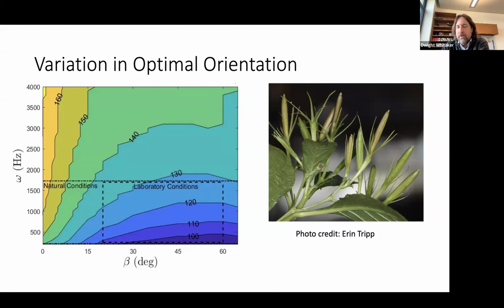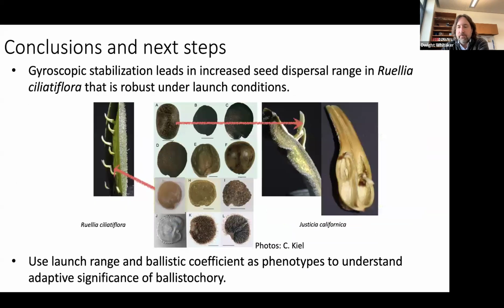Okay, so there we have the story of sort of Ruellia ciliatiflora. It has these fruits that are exquisitely designed, or exquisitely evolved, to launch seeds with high rates of backspin, and that high rate of backspin gives you a robust launch, which is better than a sphere, but not optimal, but robust.